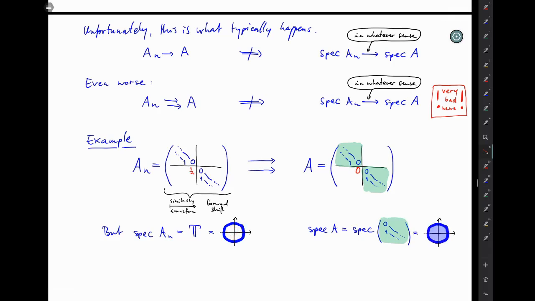So the spectrum of A_n is constant. It doesn't change when you change n. It just stays like this. And then as n goes to infinity, or you could say as that entry jumps to 0, the spectrum jumps. It immediately jumps to that filled unit disk. And I mean, you could try whatever you can. You would not be able to call that convergence.